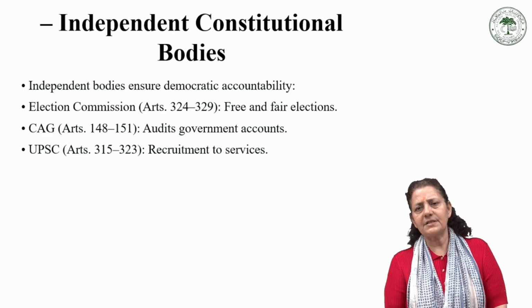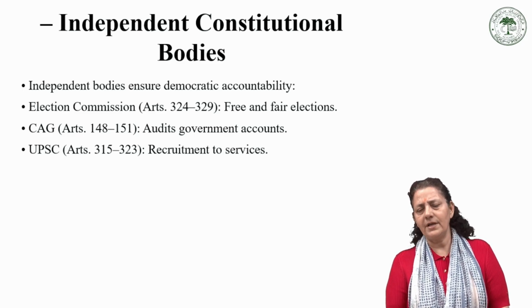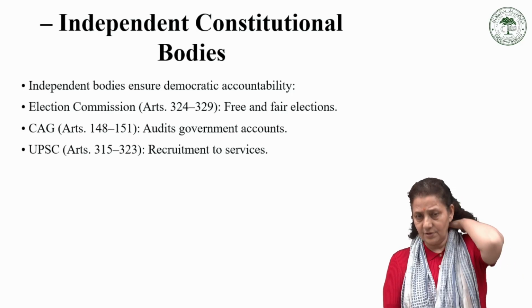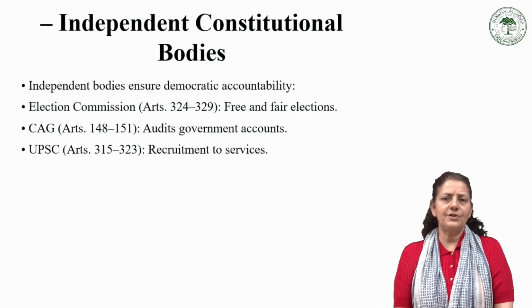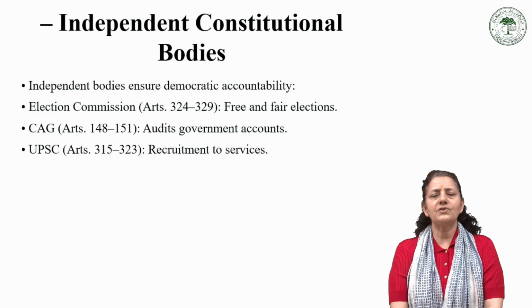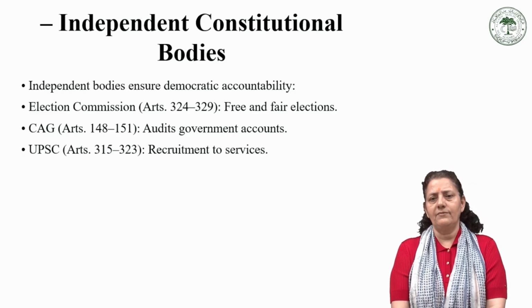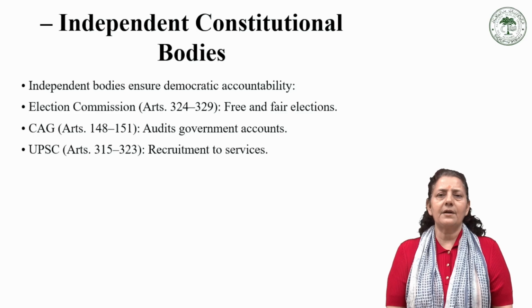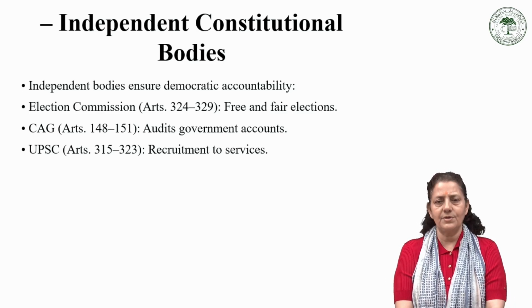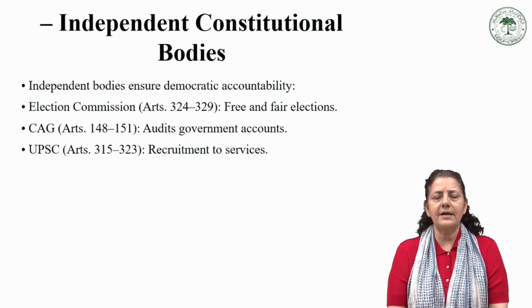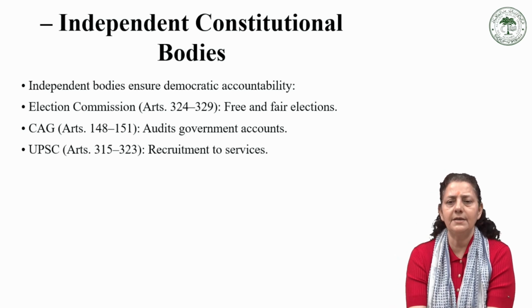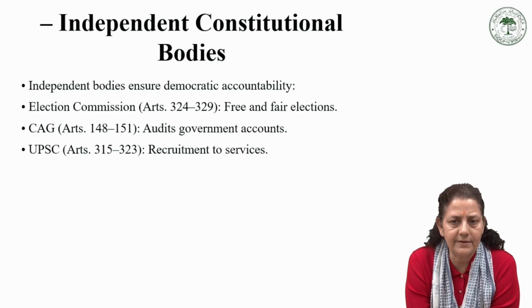The Constitution establishes several independent bodies to maintain the democratic framework. The Election Commission, Articles 324 to 329, ensures free and fair elections at all levels. The Comptroller and Auditor General audits government accounts, promoting financial accountability. The Union and State Public Service Commissions conduct recruitment for civil services and advise the government on disciplinary matters.